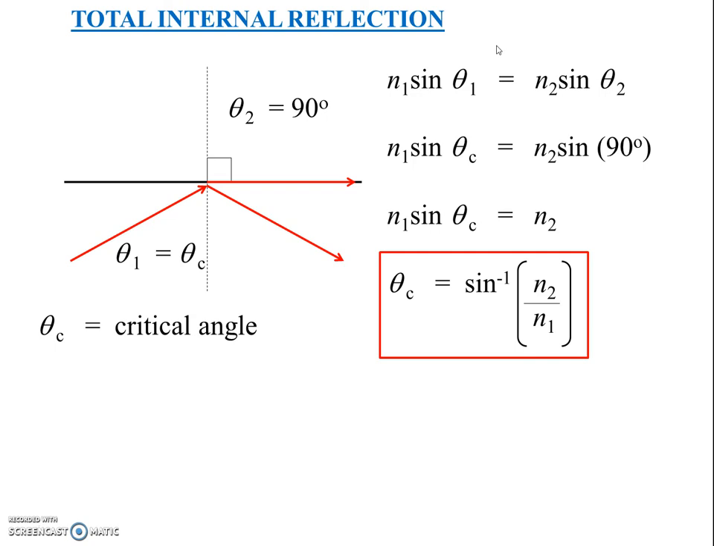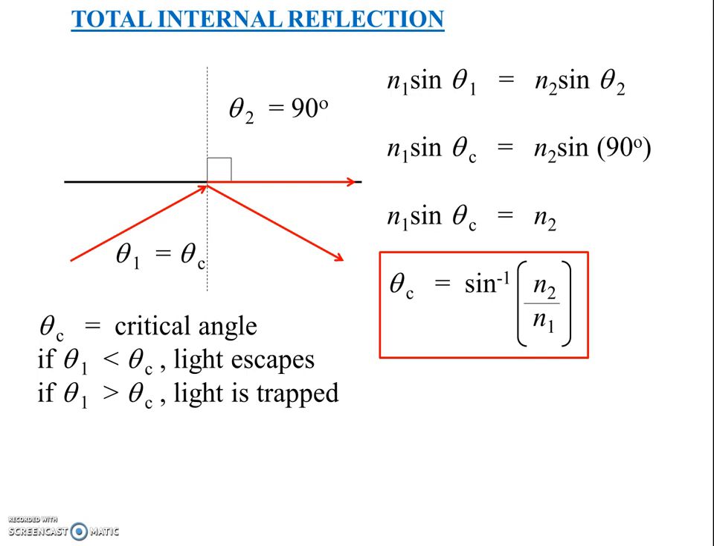Remember, theta 1 can be absolutely anything. So what are the possibilities? Well, if theta 1 is less than theta critical, the light escapes. Everything happens like normal. Nothing weird. If instead theta 1 is larger than theta critical, well, that's when the light gets trapped. It gets totally internally reflected. It doesn't get out.